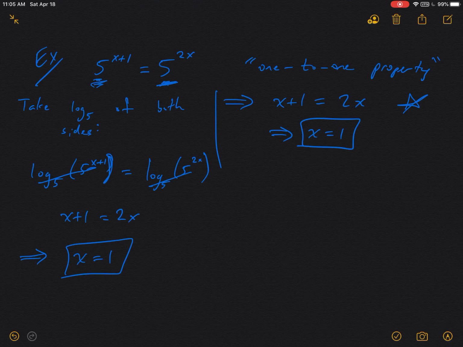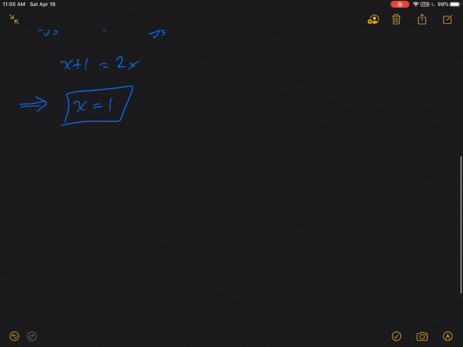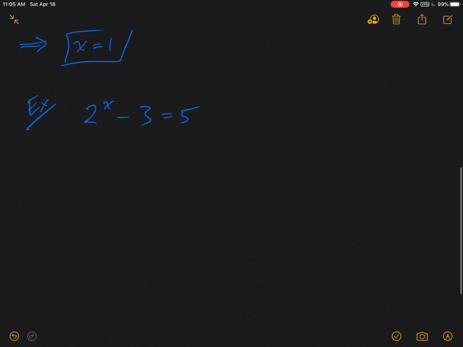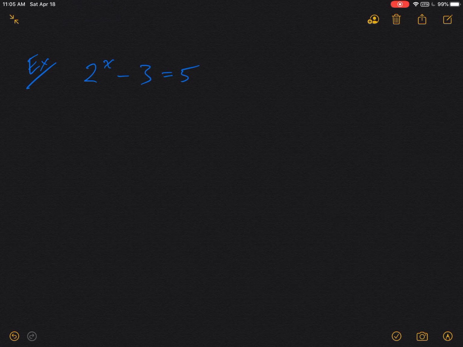So if I had 5 to one power is equal to 10 to another power, then I wouldn't be able to use the one-to-one property. I would have to use the approach that I just talked you through. So let me give you another example of that. So let's say that you have 2 to the x minus 3 is equal to 5. We want to know what x needs to be in order to solve this equation.